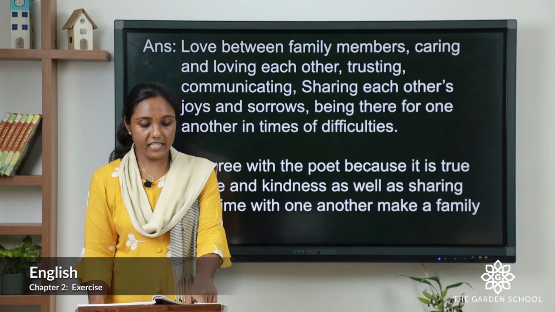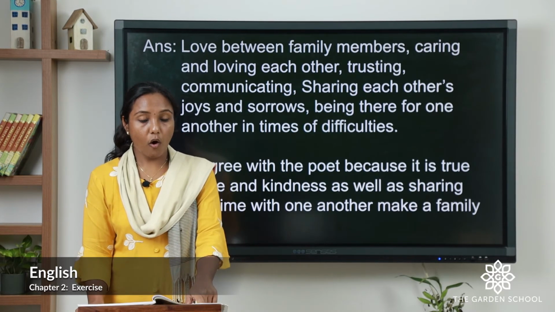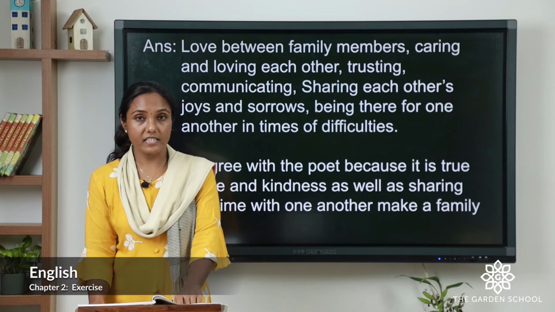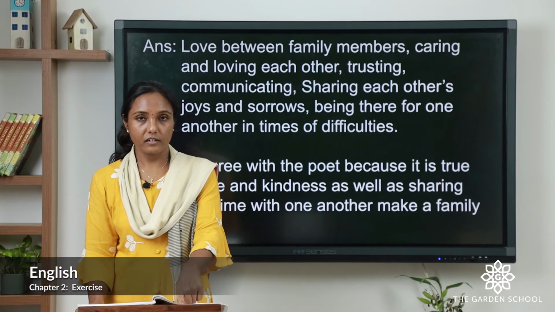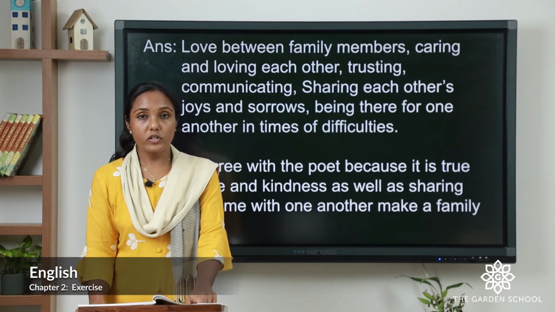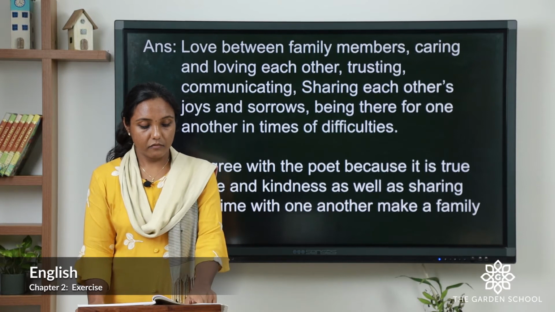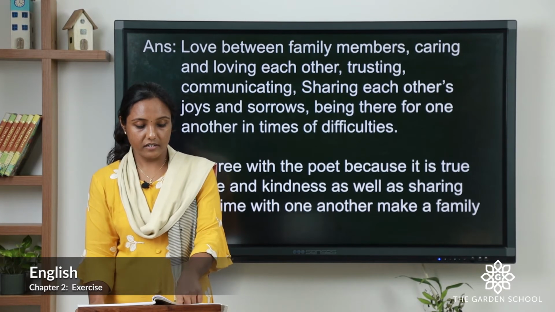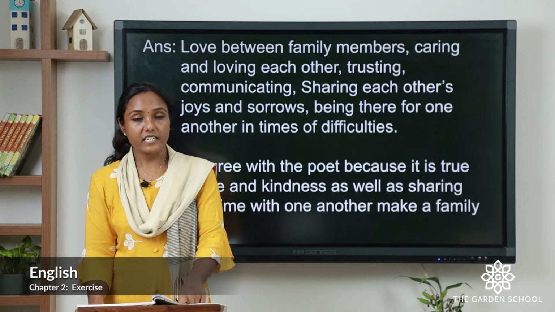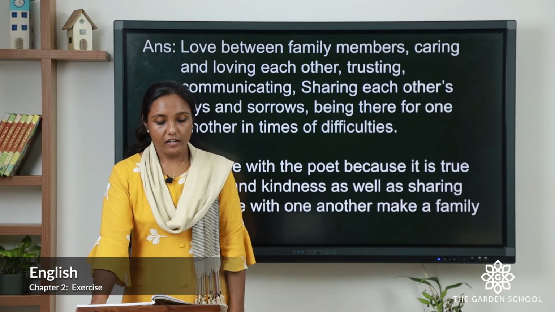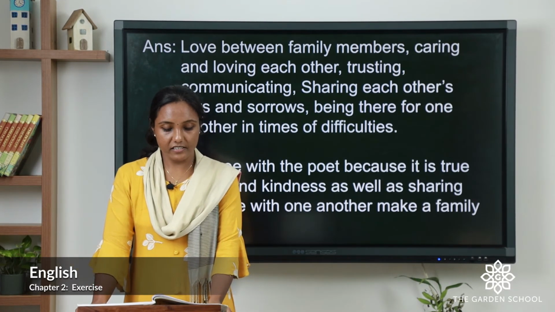Next one, ways and means. War and peace. Law and order. Loud and clear. Forgive and forget. Clean and tidy. Okay? So now let's see the writing section.